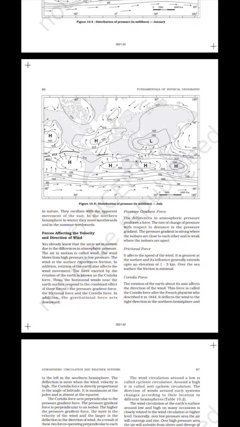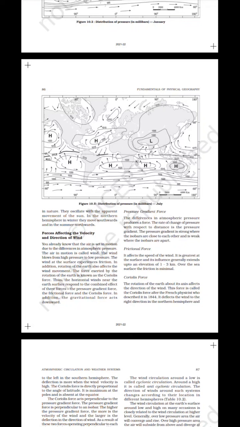Take a look at figure 10.3, distribution of pressure in millibars, July. Forces affecting the velocity and direction of wind. You already know that the air is set in motion due to the differences in atmospheric pressure. The air in motion is called wind. The wind blows from high pressure to low pressure.